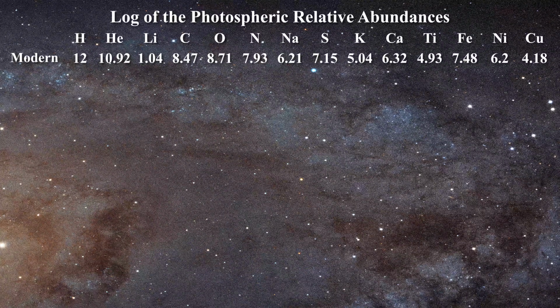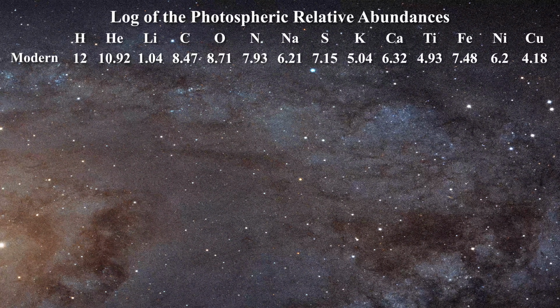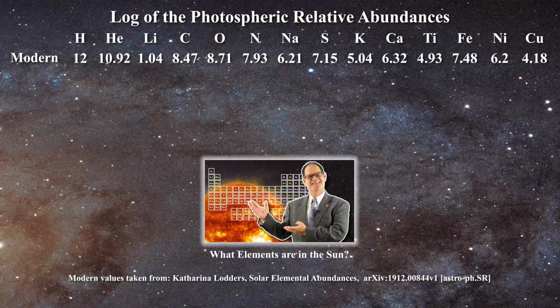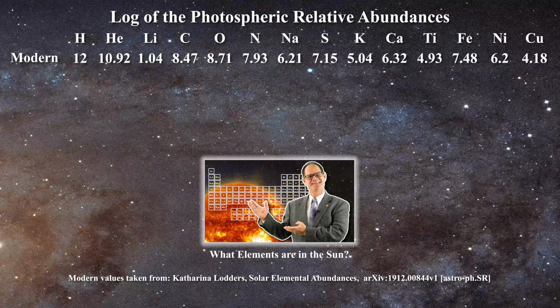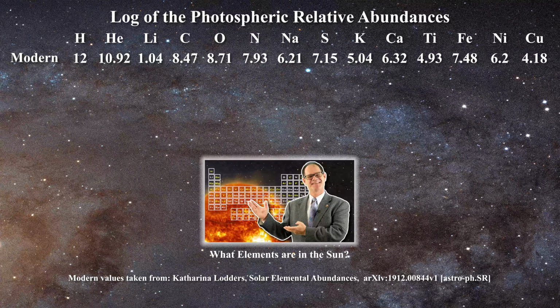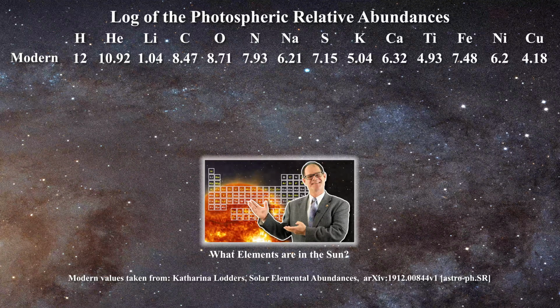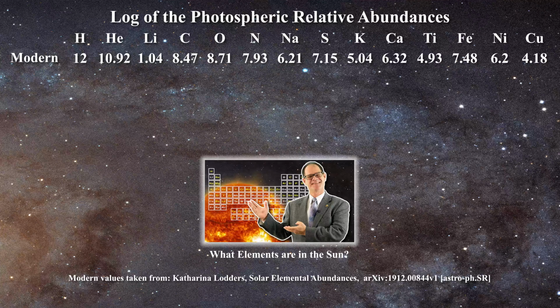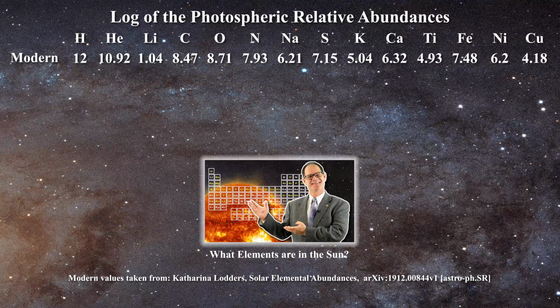Here is the table of modern relative abundances for a few atoms provided online by Katharina Lodders. As we had discussed in this video, modern solar abundances are determined by examining solar spectra and by noting the distribution of elements in meteoric chondrites. There is actually no scientific basis for such reasoning, as we can never be certain of any real link between the chondrites and the Sun.